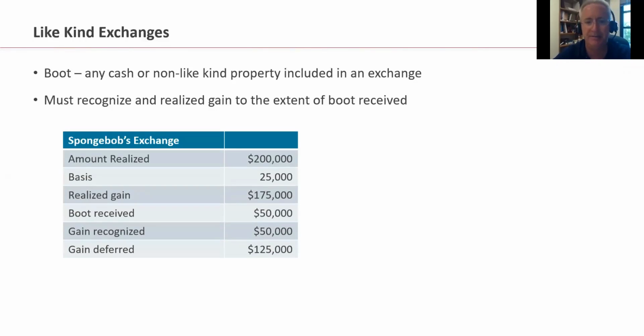Let's look at SpongeBob. The amount realized, 200,000. His basis in his condo is 25,000. His realized gain, therefore, is 175,000, right? I have a sale, exchange, or disposition. That means amount realized minus adjusted basis. His realized gain is 175. He received boot of 50,000. Therefore, he will recognize gain to the extent of the boot received, or 50,000. The remaining gain of 125 can be deferred under the like-kind, or must be deferred under the like-kind exchange rules.